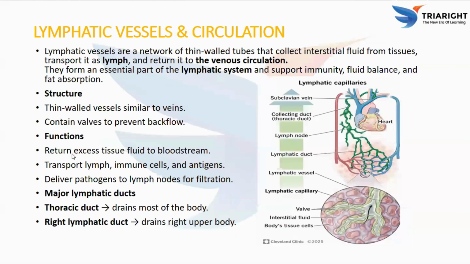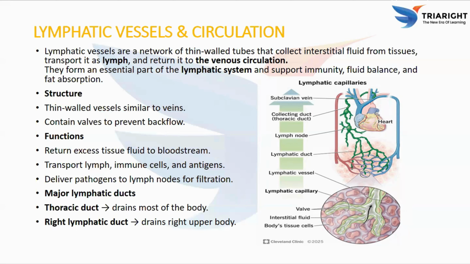So next is lymphatic vessels and circulation. What are lymphatic vessels? Lymphatic vessels are a network of thin-walled tubes that collect the excess interstitial fluid. It transports it as lymph and returns it to the venous blood circulation. These are part of the lymphatic system, which plays an important role in immunity, fluid balance and fat absorption.